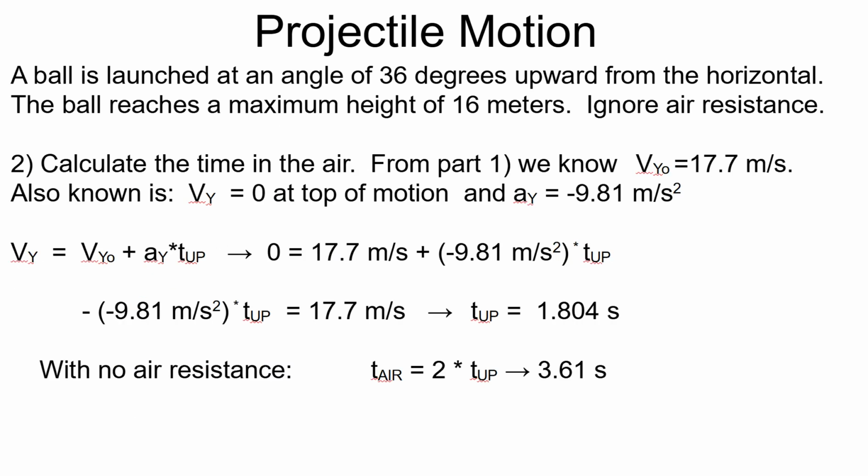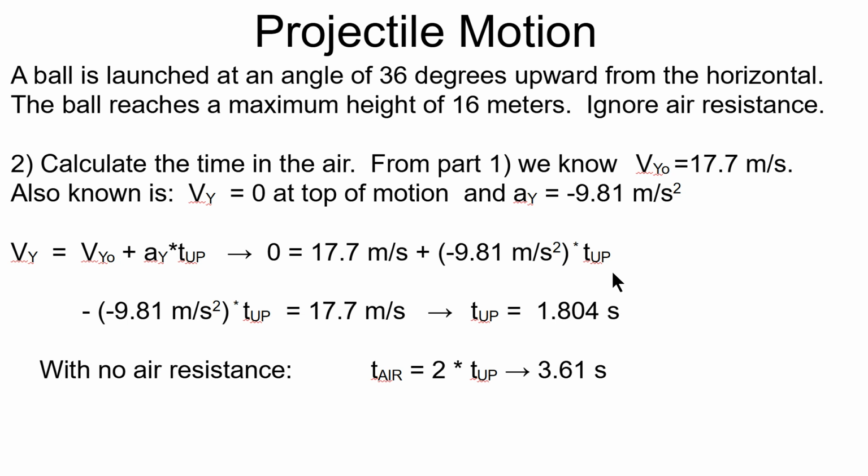The second question, how long is the ball in the air? Well, we just found that the initial velocity is 17.7 meters per second. We also know at the top of the motion the y velocity is 0, and we know the acceleration. So the first kinematic equation will be able to give us this time moving up. This is only a calculation from ground up to the maximum height. So 0 for the final velocity, 17.7 for our initial velocity, our acceleration. We can calculate the time.